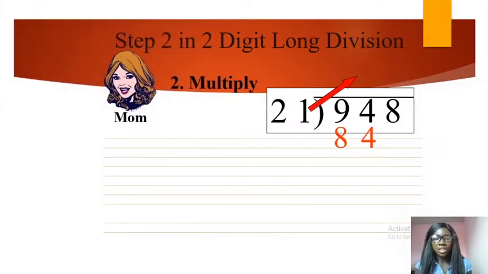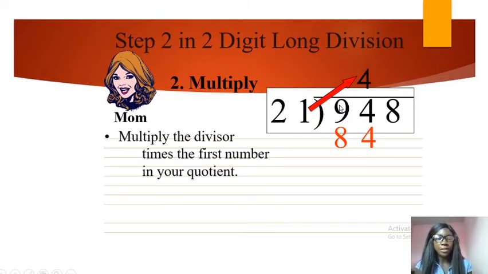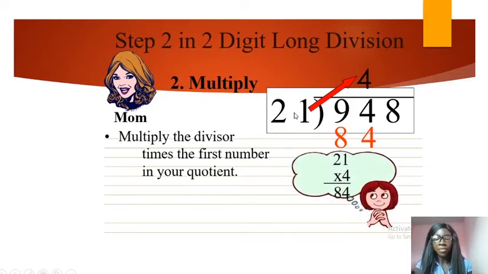Mommy said we should multiply now. This number that we've gotten, that is 4, right? We're going to multiply it by what? By the divisor. So multiply the divisor times the first number of your quotient. So our divisor is 21. Everything here we're going to multiply. You're not just going to pick just 2 or just 1, right? So you're going to multiply what? 21 by 4, right?